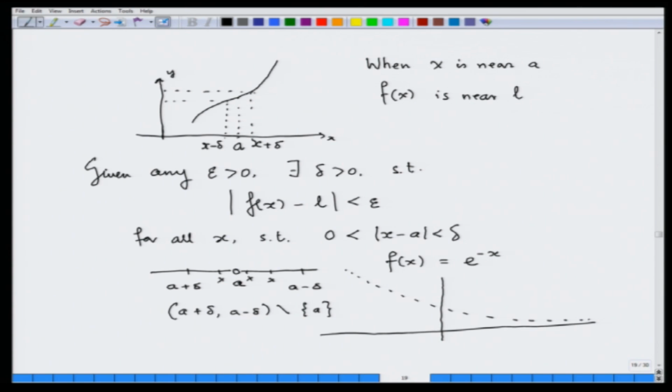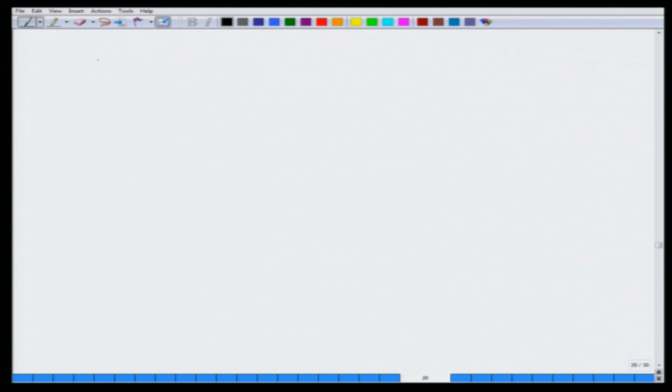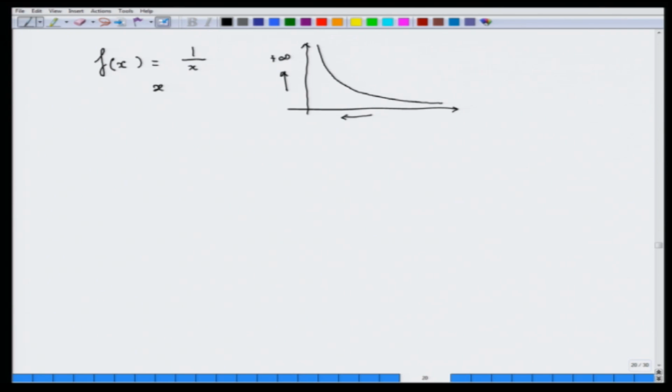Another example: for instance, take f of x equal to 1 by x. Now, if you look at the graph of this, if you take x tending to 0, the function value here is going towards plus infinity. As you are bringing x near 0, I am just defining it for x strictly bigger than 0, the function value is coming near infinity.